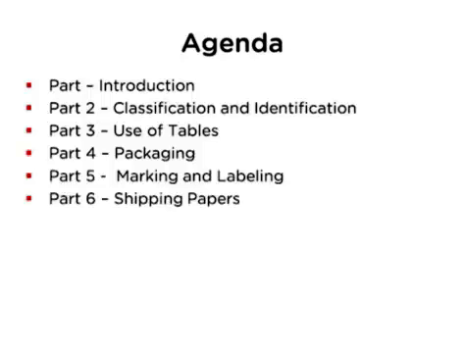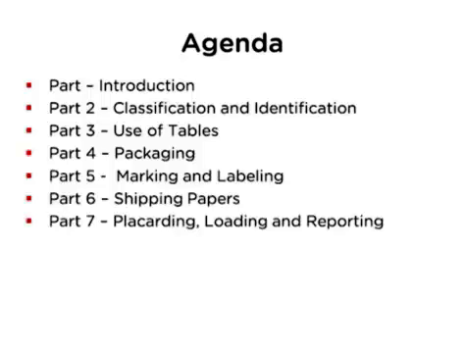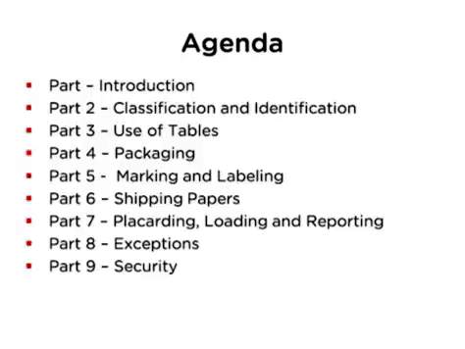In Part 6, we'll discuss shipping papers. Part 7 will cover various topics: how to placard hazardous materials in transport, loading requirements and restrictions, and reporting requirements for serious spills of hazardous materials. Part 8 reviews exceptions from the regulations, sometimes called exemptions, and Part 9 will cover security requirements for hazardous materials.